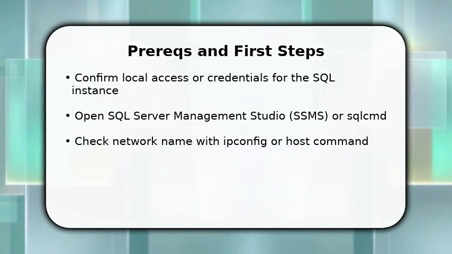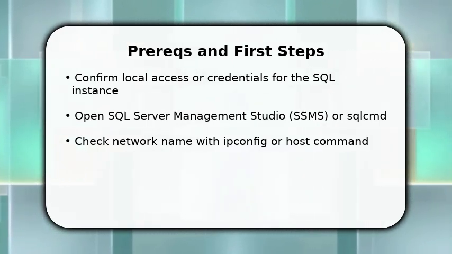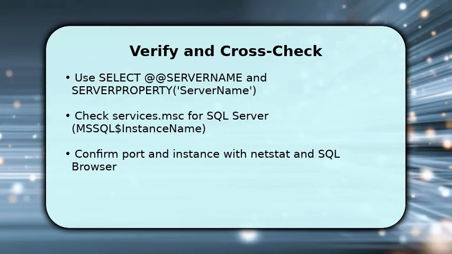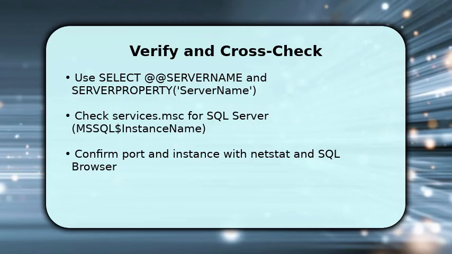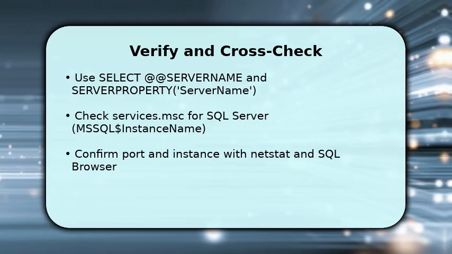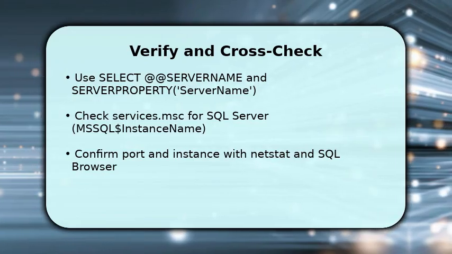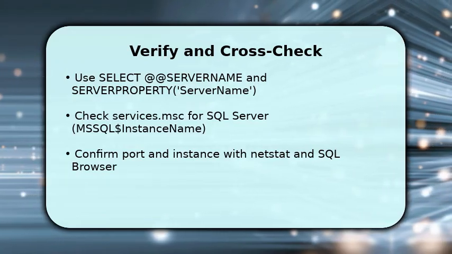Once done, verify by checking both server properties and Windows services, because the registered server name and Windows service name can differ. Run SELECT SERVERPROPERTY('InstanceName') and SERVERPROPERTY('MachineName') to cross-check values. This explains why connections fail when the instance is named.